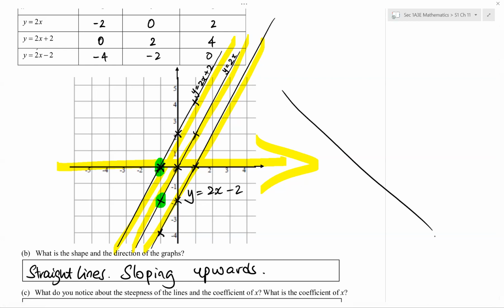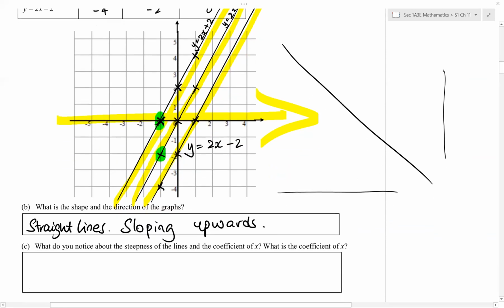What other directions do we have? It is flat. It is horizontal. We've got vertical as well. These are the four cases you will see. Slope up, slope down, vertical, horizontal. Only this one.